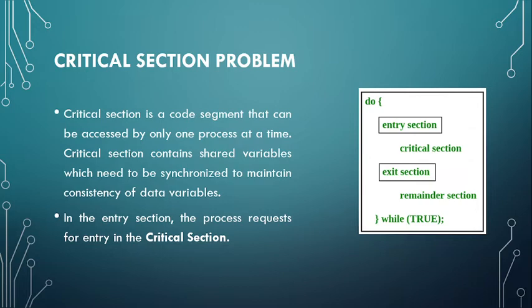The critical section contains shared variables which need to be synchronized to maintain consistency of data. In the entry section, the process requests entry into the critical section. Here we have a snapshot. Here there is a critical section. In this section we share the variables, the shared memory, known as the critical section. Only one process can access this critical section at a particular time.